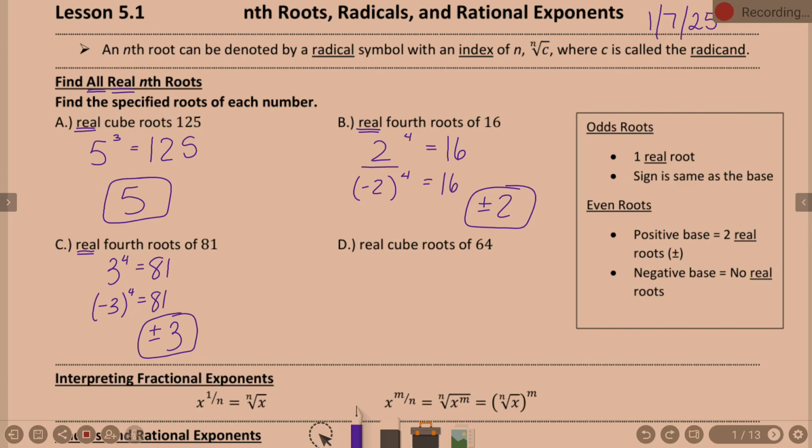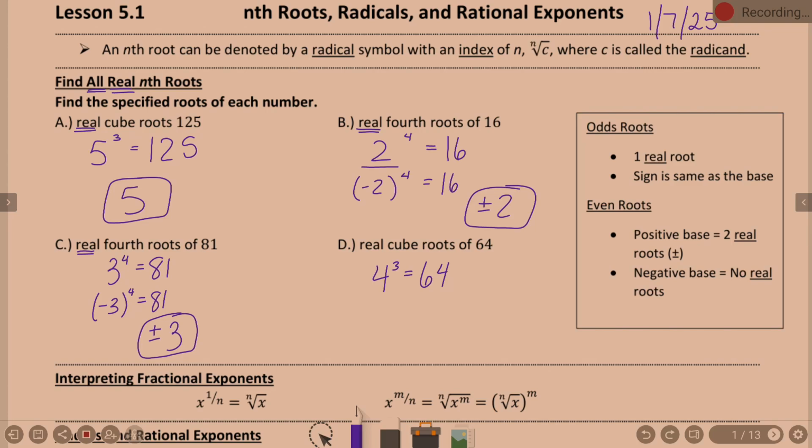Okay. And D, real cube roots of 64. What are you coming up with, Olivia? 4. Okay. 4 to the third is 64. Are you guys practicing on the calculators? I hope you are, because that's going to make homework a lot easier, right? If you know how to use the calculator ahead of time. Don't just rely on your classmates to tell you.